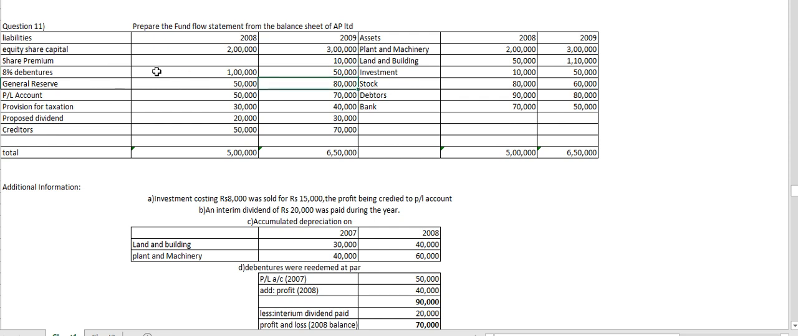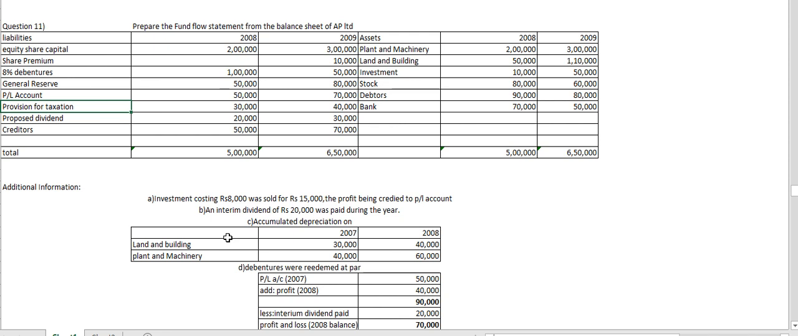The next one, general reserve, last year it is 50,000, the current year it is 80,000, which will be shown in your transfer to general reserve in your profit and loss adjustment account. Have the profit and loss amount given, open 50,000 and 70,000. 50,000 is your opening balance and 70,000 is your closing balance, which basically will be put up in your profit and loss adjustment account.